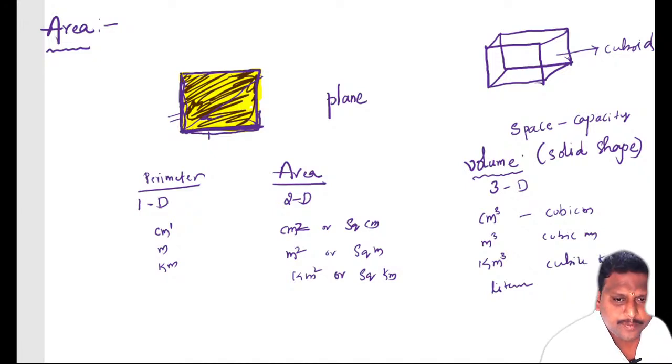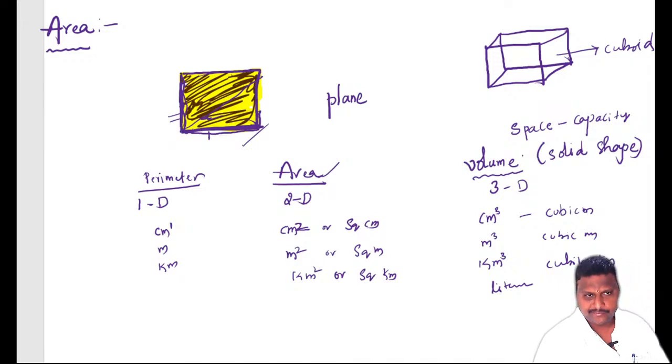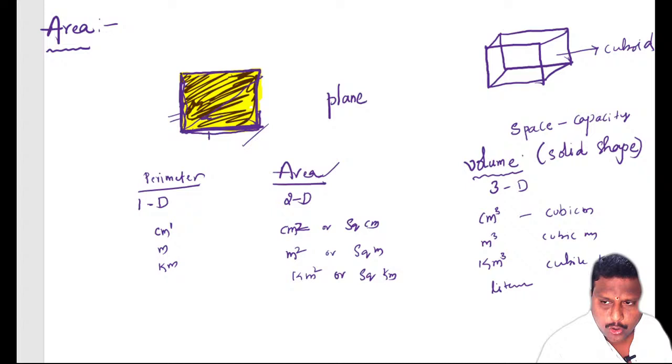So, what is perimeter? Perimeter means the outer line measurement of a closed shape. What is area? The amount of surface occupied by a figure on a plane is called the area. And what is volume? The space occupied by an object is called the volume.